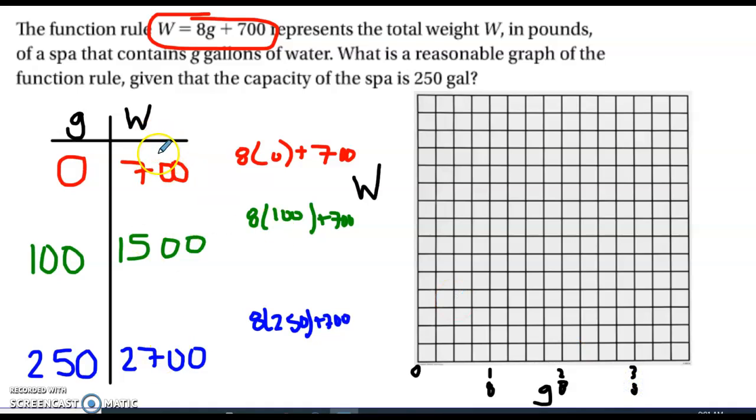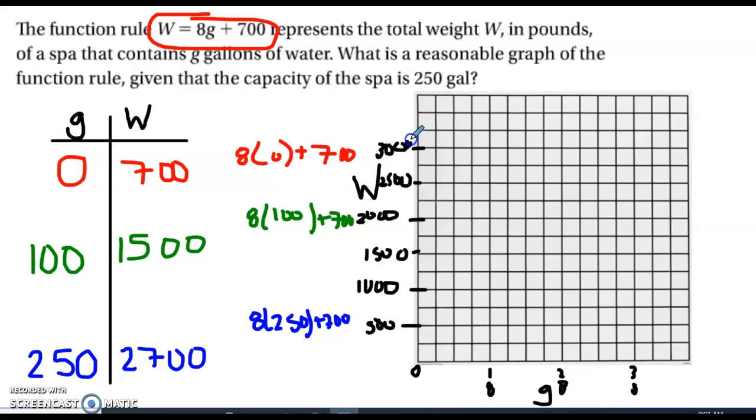So I can see my weight here. I have to go from 700 to 2,700. So maybe I'll count by 500s. So every other line I'm going to do 500. So 500, 1,000. This would be 1,500. I love writing with a mouse. It's so much fun. 2,000, 2,500, 3,000. There we go. Good enough.